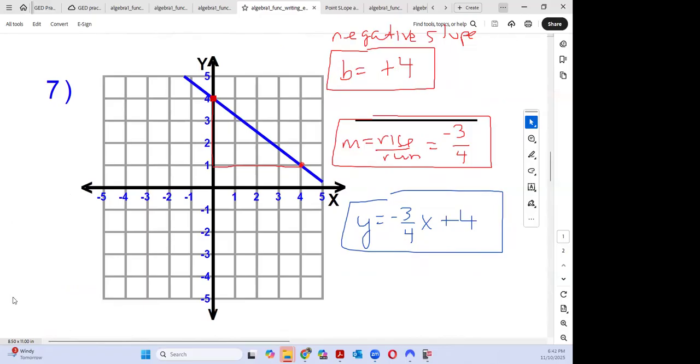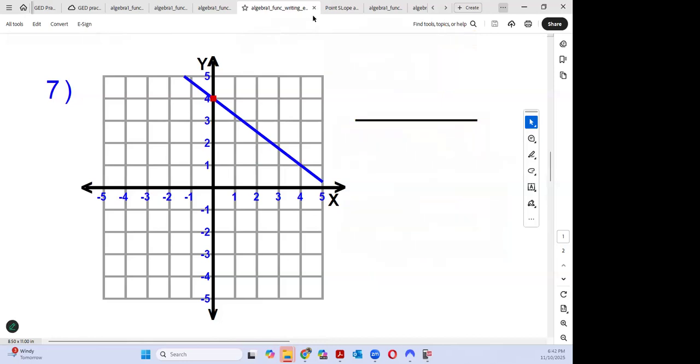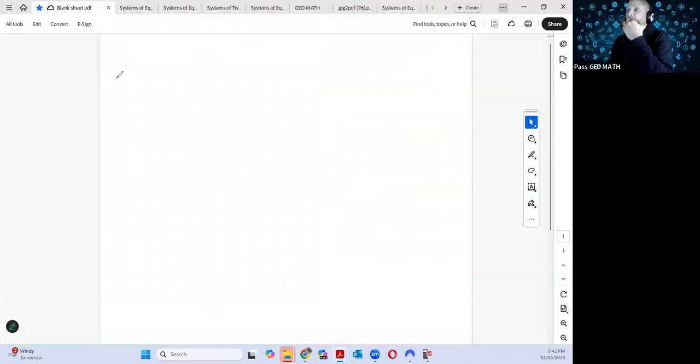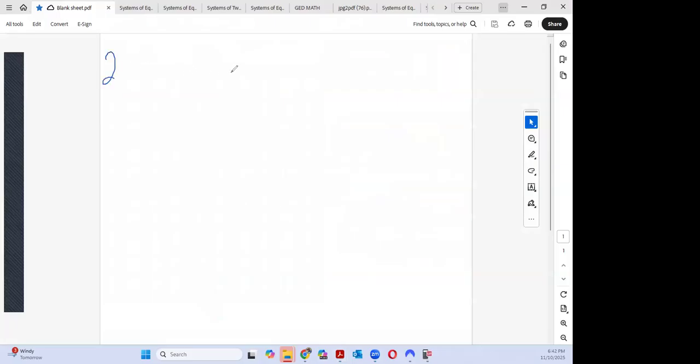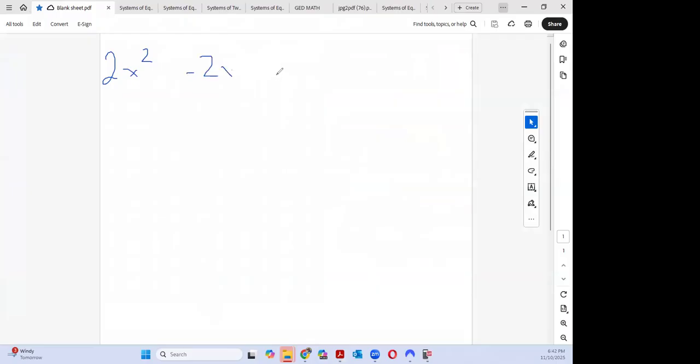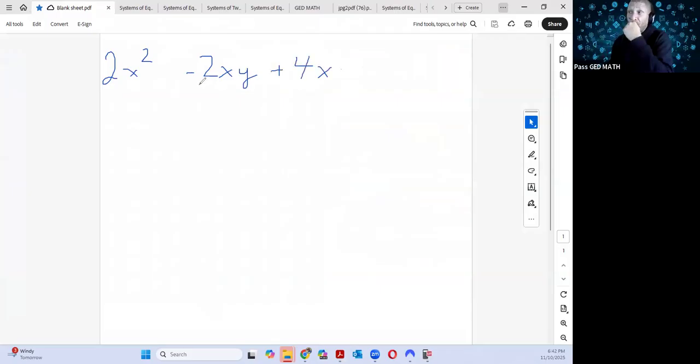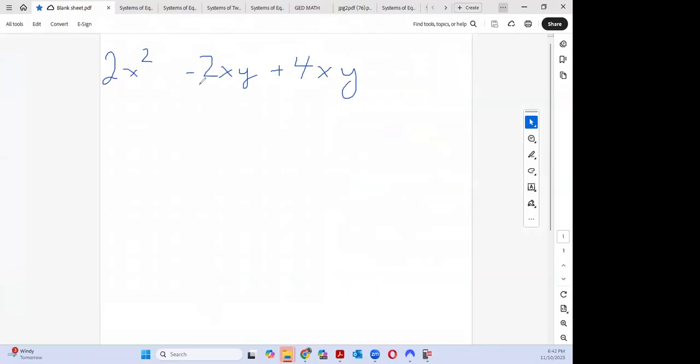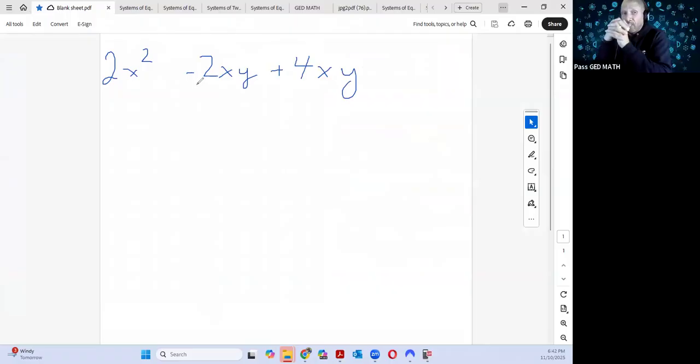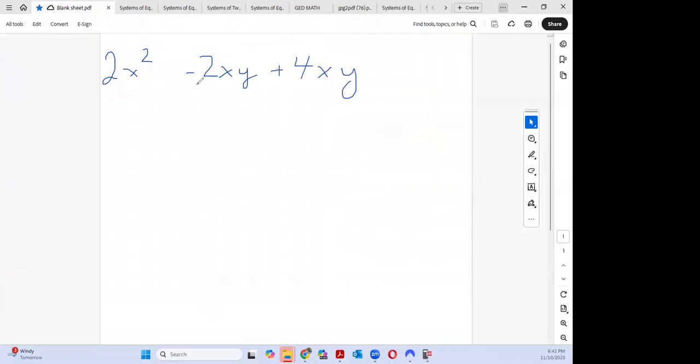Can we do one with just simplifying expressions? For example, like 2x squared subtract 2xy plus 4xy. Say it again. 2x squared subtract 2xy plus 4xy. So I wouldn't say subtract. What I would say is 2x squared minus 2xy plus 4xy. Oh, minus. Okay. Yeah, I don't really say addition and subtraction, right?